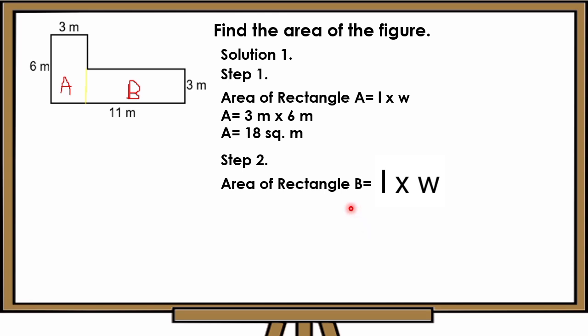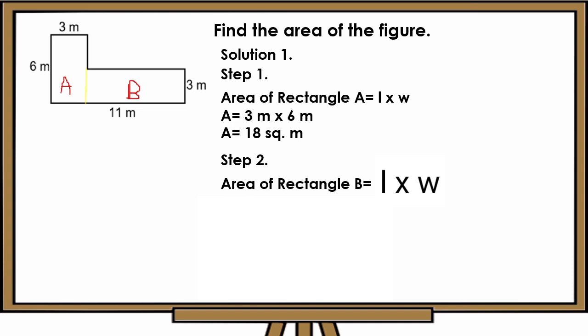B. So, the solution is length times width. Okay, so, tignan natin ang ating figure. From here, up to here, ang measurement ng side ay 11 meters. Ang kukunin lang natin mula dito. So, ibig sabihin, magsasubtract tayo ng 3 meters from 11 meters. So, 11 minus 3 is equals to 8 meters. So, let us solve.